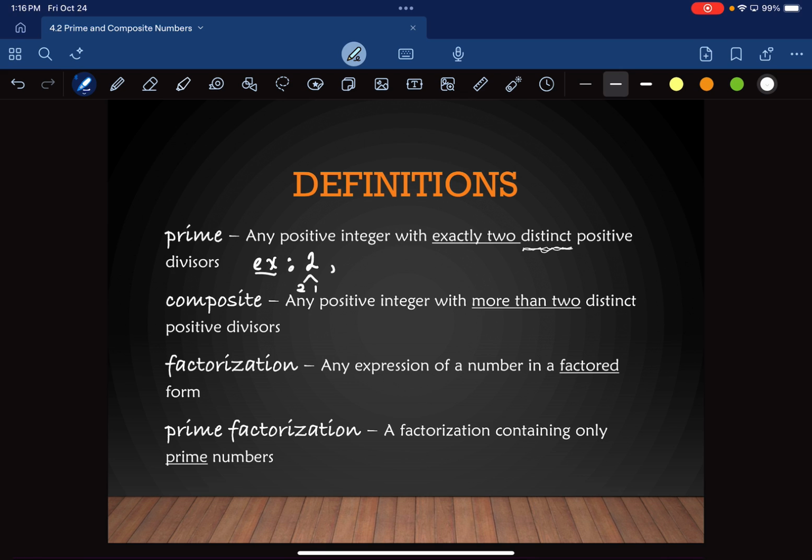So give me another one. 7. 7 breaks down into 7 and 1, right? It has only 2 factors, itself and 1, and they are distinct. Notice what this means. The number 1 is not prime. How would 1 break down if I did the same sort of thing I've been doing on the others? 1 and 1. That's 2 factors. Why does it fail? They're not distinct. Okay? So 1 is not a prime number.